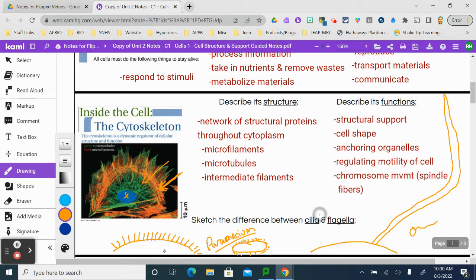So again, the cilia and the flagella, both extensions of the cytoskeleton, having to do with regulating motility or movement of the cell. But keep in mind that there's a lot of things that the cytoskeleton does as well in support of the cell itself.